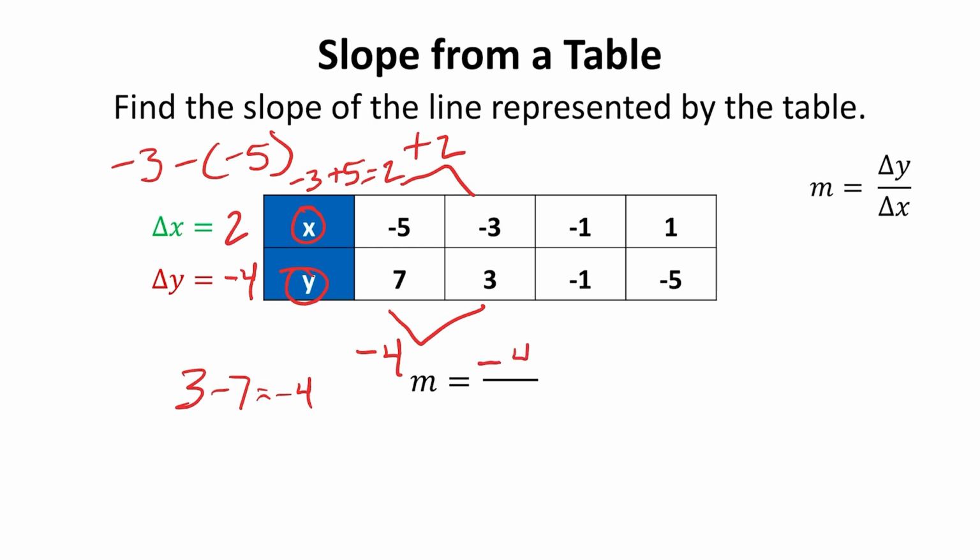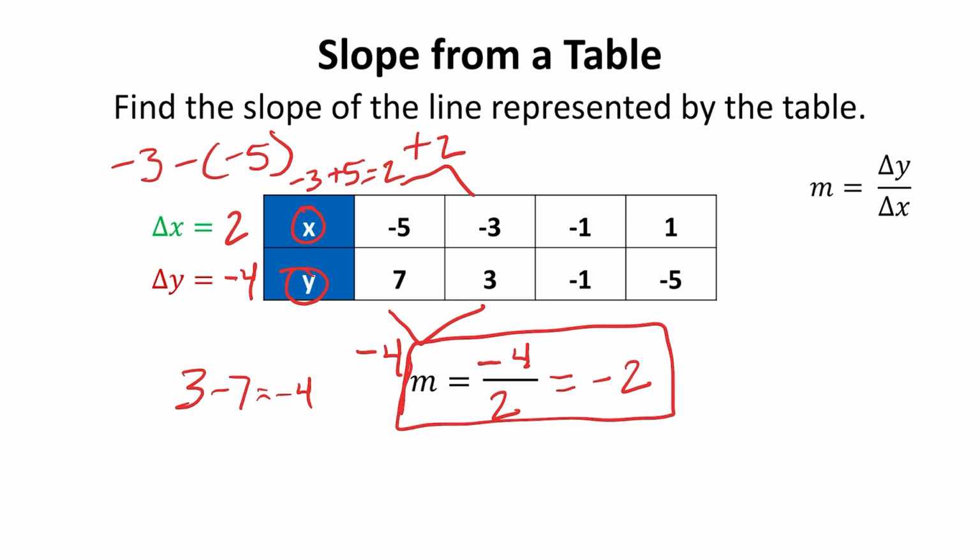Put the change in y on top. The change in x on the bottom. Negative 4 over 2 will simplify to negative 2. There's your slope. And that's how you find slope from a table.